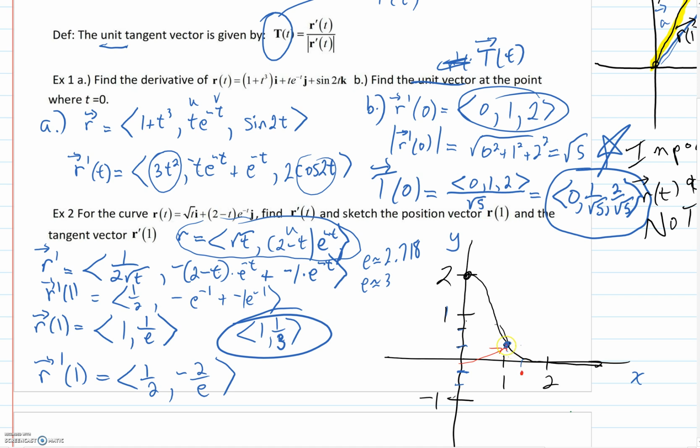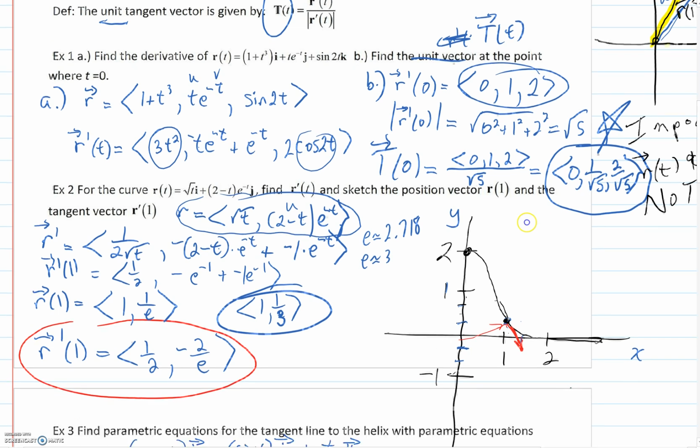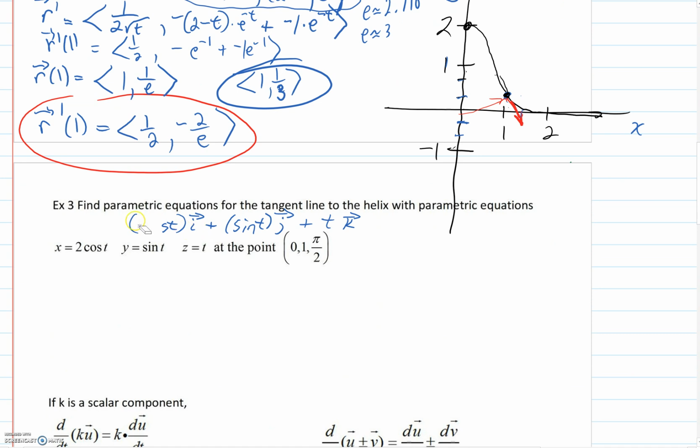So this right here would be our r prime of 1, and that's our tangent vector. That's showing the direction of motion. And of course, that length right there is not guaranteed to be a 1. Very quickly, let's take a look at example 3.